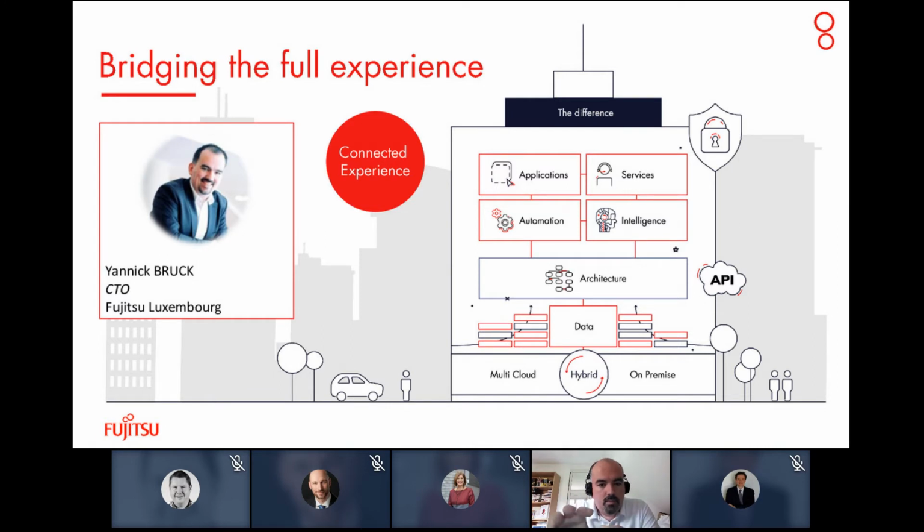And as you can see in this picture, we've put data at its center, because it's really data that will be fueling all the differentiators that could come from applications, from services, from automation, intelligence, and so on. And one topic to keep in mind as well is that when you speak about data, everything is also running somewhere, and that could be in your data center, in the cloud, on different types of services, or even a hybrid approach.